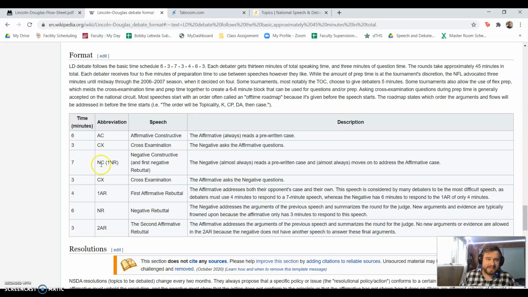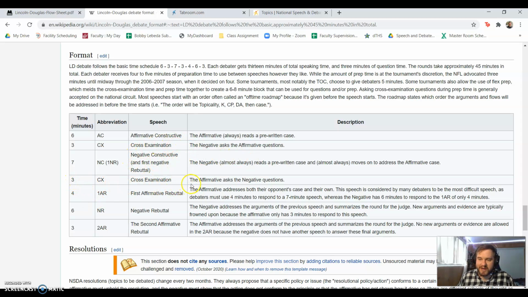The negation speech is also sometimes called the 1NR, which means rebuttal, but it's really a negative constructive. The reason it's called a rebuttal is that oftentimes in the speech, the negation will spend some time talking about their opponent's case, and then they will also talk about their own case. Usually they'll start with their case and then go to their opponent's case, and that's why it's called a rebuttal, because they're refuting the other side, but you can just think about it as a constructive.